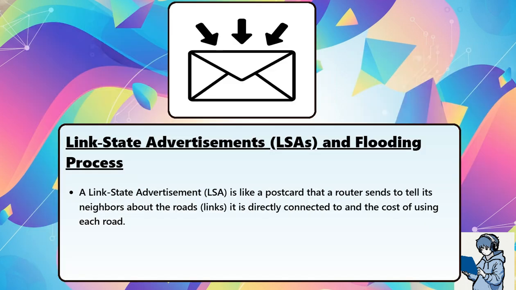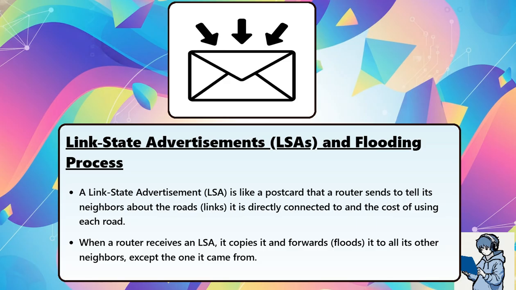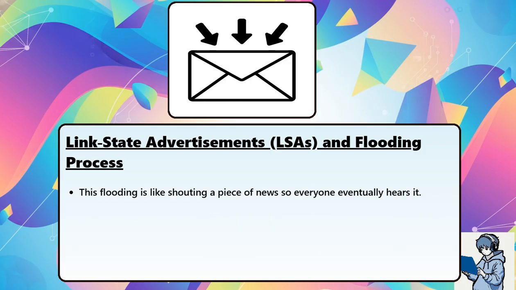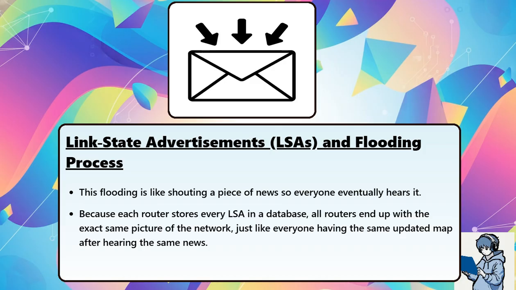A link state advertisement, LSA, is like a postcard that a router sends to tell its neighbors about the links it is directly connected to and the cost of using each road. When a router receives an LSA, it copies it and forwards, flooding it, to all its other neighbors, except the one it came from. This flooding is like shouting a piece of news, so everyone eventually hears it. Because each router stores every LSA in a database, all routers end up with the exact same picture of the network, just like everyone having the same updated map after hearing the same news.